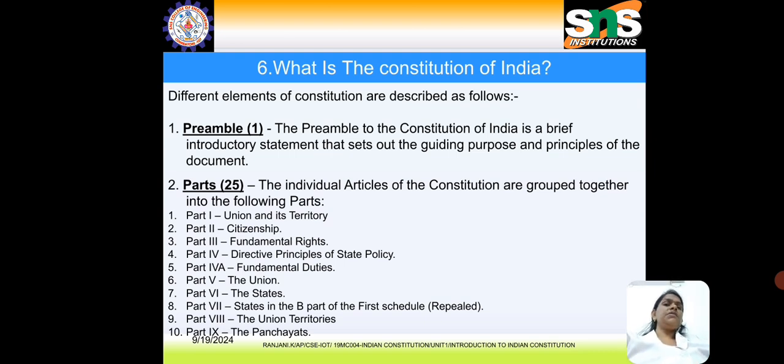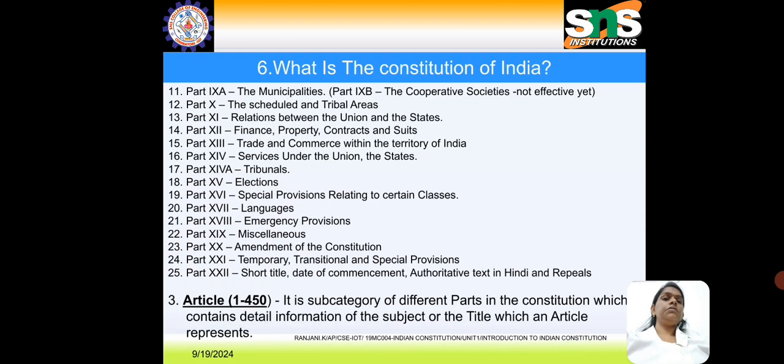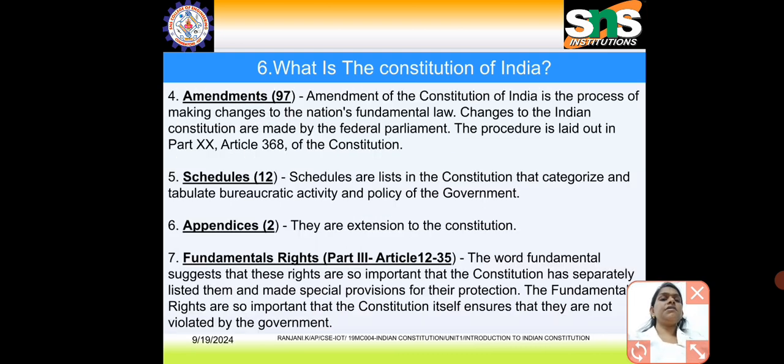In the previous class we saw the preamble and the parts, and in this class we'll see Articles 1 to 450. Articles are subcategories of the different parts of the Constitution, containing detailed information on the subject or title which an article represents.